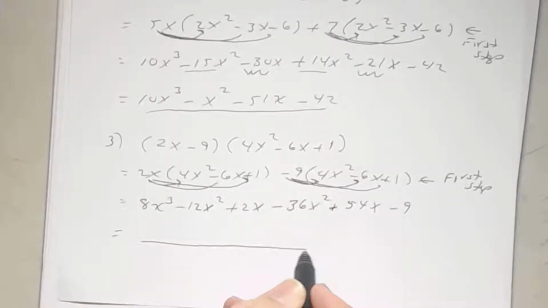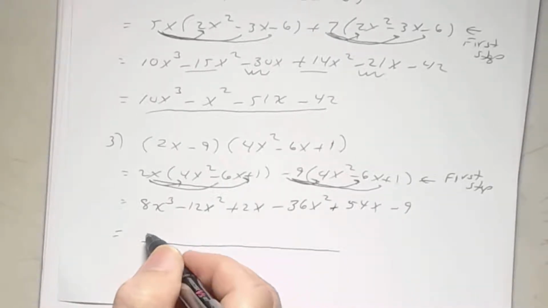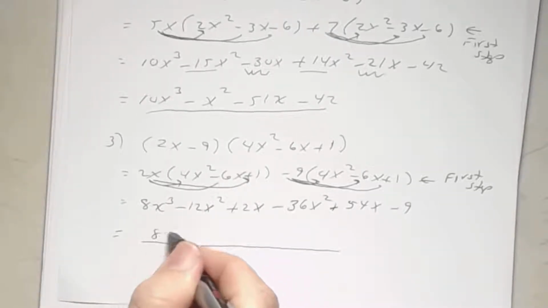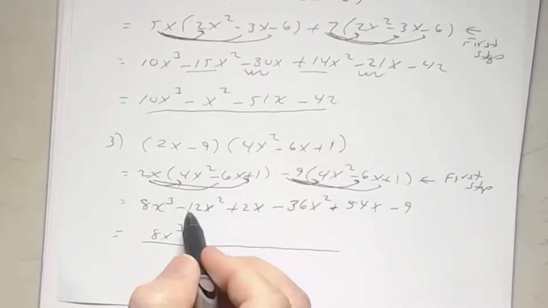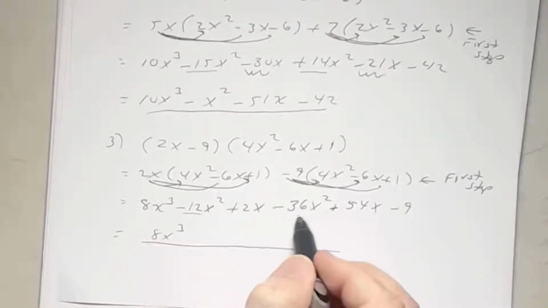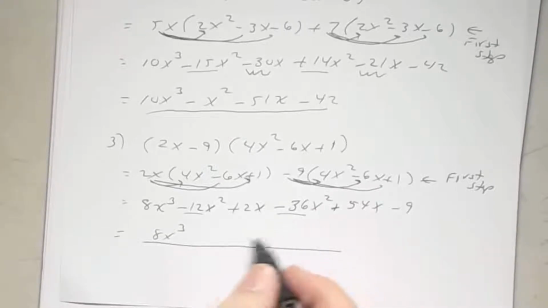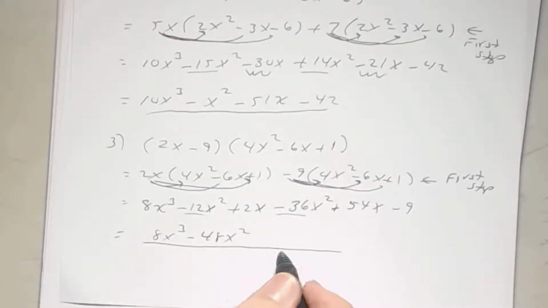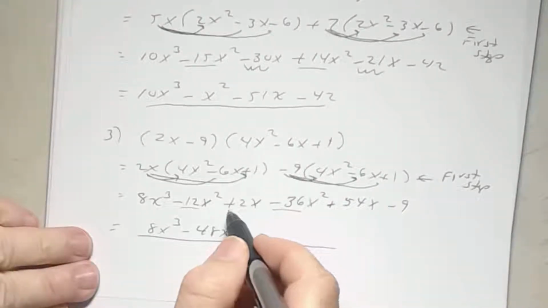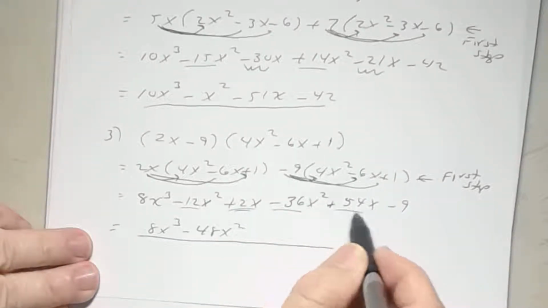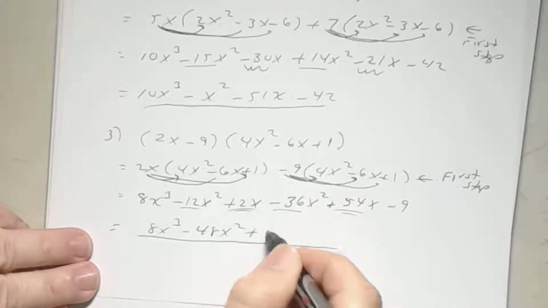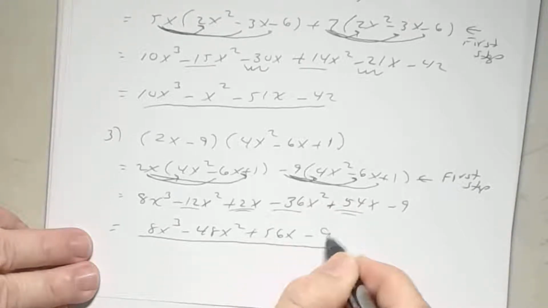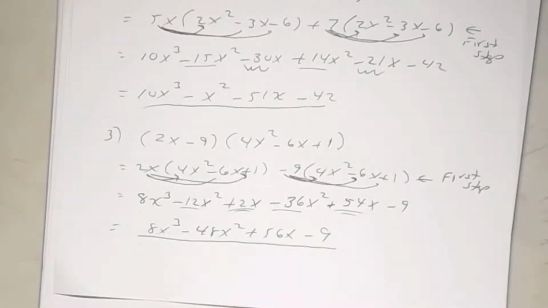Let's put the x cubed first. Can I combine x cubed with anything else? I'm just going to rewrite it. All right, now the x squared. So what's a negative 12x squared and a negative 36x squared? Negative 48x squared. And then your x terms, what's a positive 2x and a positive 54x? 56x. Okay, and then the constant is minus 9. All right, so any questions on how to deal with this worksheet?